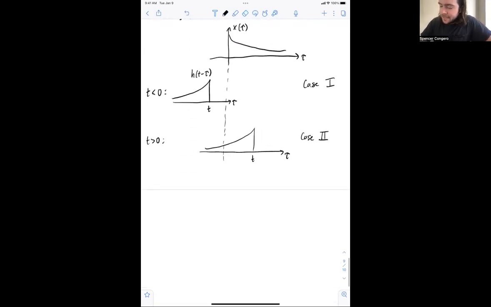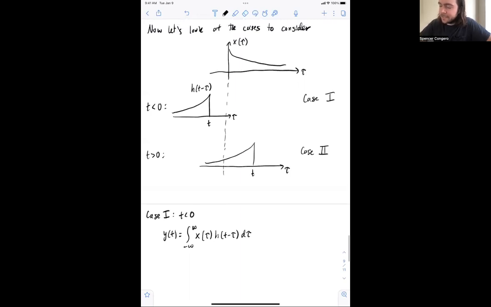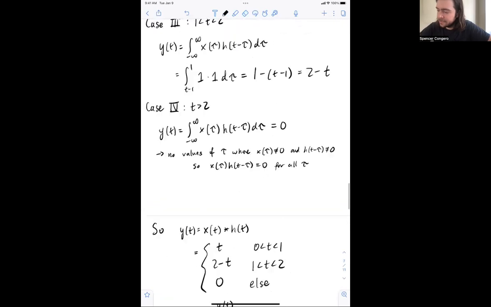Okay, so now let's take each case in turn, just like before. So case 1, this is when t is less than 0. My convolution, y of t, is going to be this integral, x of tau, h of t minus tau, d tau. And we already said, just like before, there are no tau values where both these functions are non-zero, because here are the tau values where that function is non-zero, and here are the tau values where that function is non-zero. There's no overlap. They don't overlap anywhere. So that product in here is always 0. I'm even going to copy the justification from before.